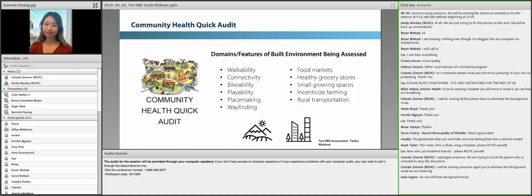So as I mentioned, these specifically look at features that promote physical activity and access to healthy foods. But this also promotes local food systems, like they incentivize farming and small growing spaces. And another domain that's asked here is rural transportation, which is specifically in regards to food systems, to see if residents have physical access to healthy foods, regardless of access to a personal vehicle.